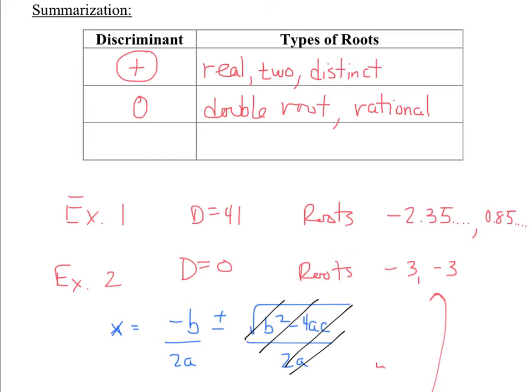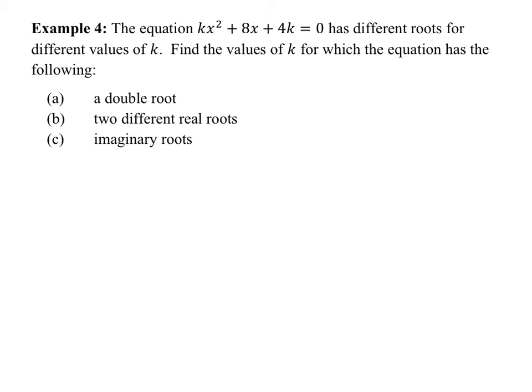All right, now, with that stated, let's take a look at a perfect SAT problem. Obviously, you're not going to do 3 parts, but the skills you need in this problem could be easily tested on an SAT. The equation kx squared plus 8x plus 4k equals 0 has different roots for different values of k. Does that make sense? If k is different, it changes what a and what c are. So as a result, we want to find the values of k for which the equation has the following properties.